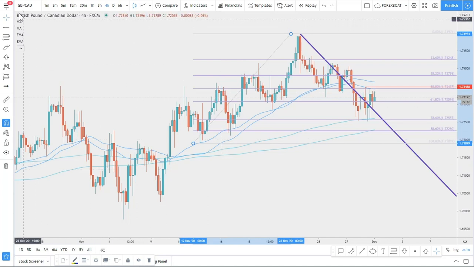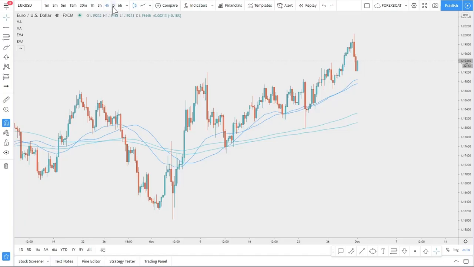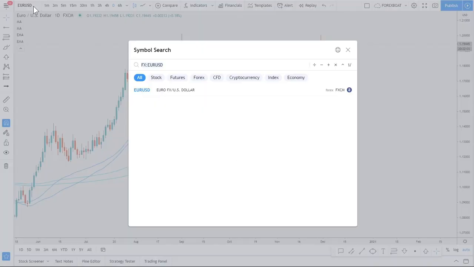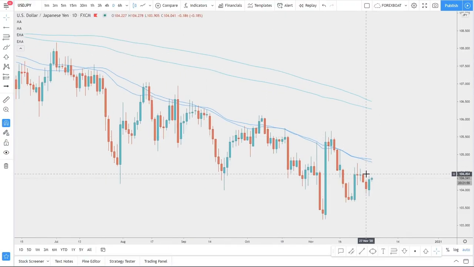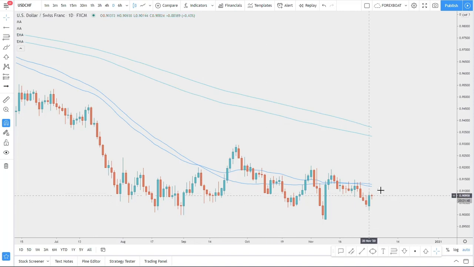And also, when you trade pound dollar, we just looked at the pound pairs, but we still need to see the dollar pairs to give us the same confirmation. Like if we go to the euro dollar and move to the daily time frame, we can also spot the bullish trend, meaning that the dollar could still be weak. Moving to the dollar yen, same, it's a bearish trend on the dollar yen. And let's move now to dollar Swiss franc, same bearish trend.